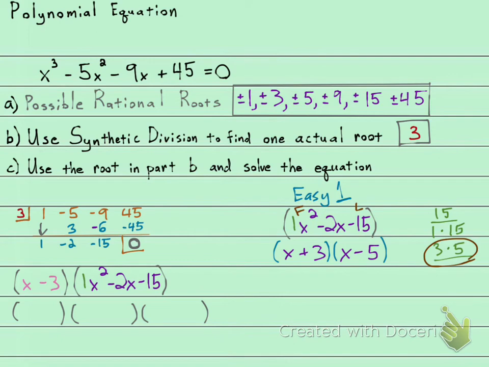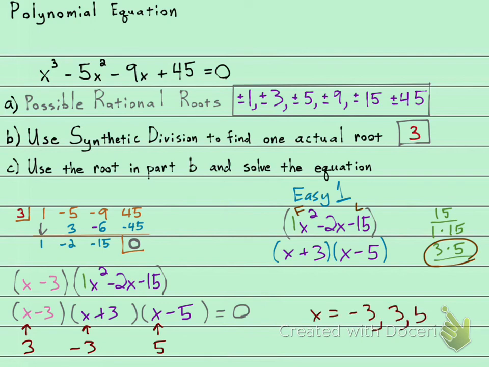So now from our original, we have all 3. We have x minus 3 times x plus 3 times x minus 5. And to find our solutions, you're saying what would you plug in for x to get 0? Let me get a dark red. What would I plug in right there to get a 0? 3. What would I plug in right there? Negative 3. And what would I plug in there? 5. So the solution is x equals negative 3, 3, and 5. Those 3 answers separated by a comma.